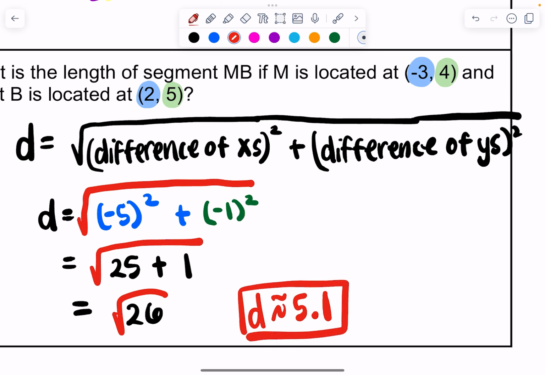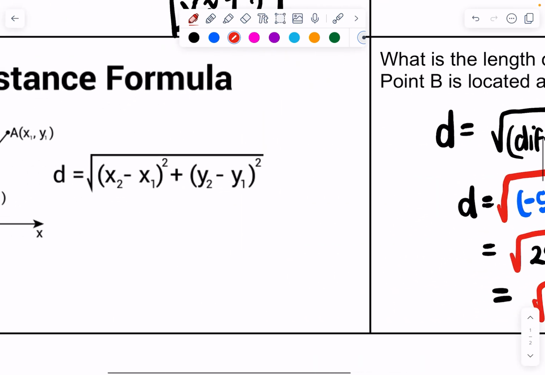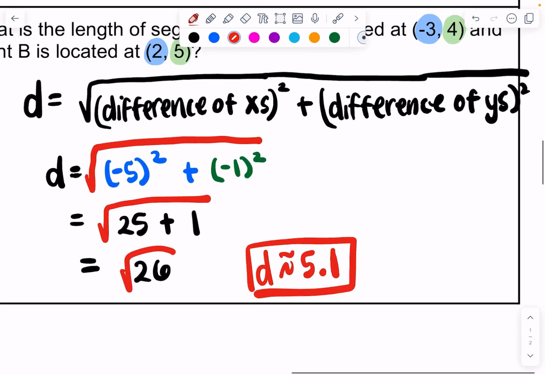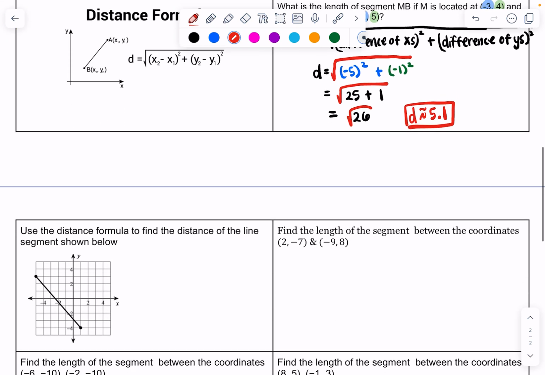Okay? You can take your time and you can use the formula if you want. It does not matter to me. But I would say the difference of my x's squared plus the differences of my y's squared. Add them together and then square root. So that's exactly what we're going to do.